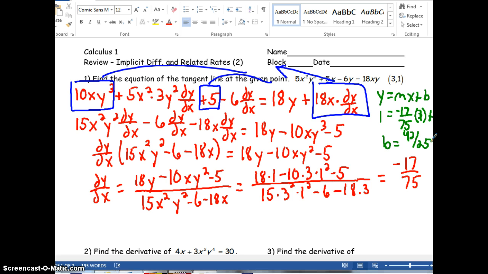So 3 times your negative 17 is going to give you a negative 51 over that 75. Add that 51 over 75 to the left side, which would be 75 over 75. It's going to give you 126 over 75. And then reduce, you get 42 over 25. So the final answer here, y equals negative 17 over 75x, and then plus 42 over 25.